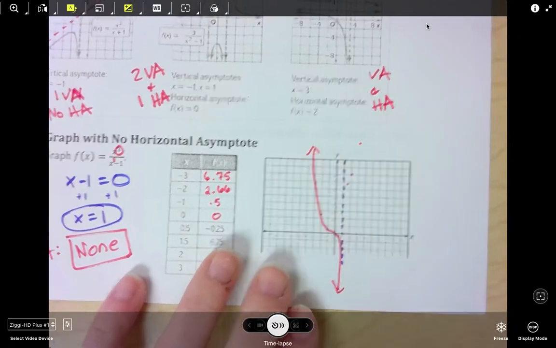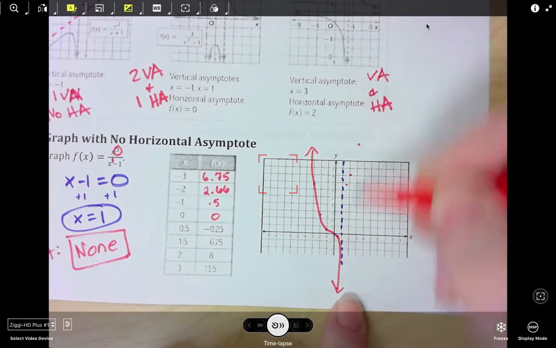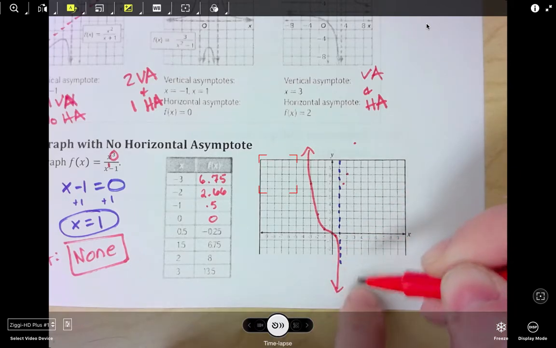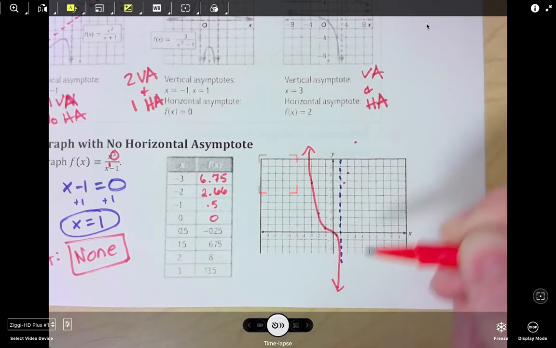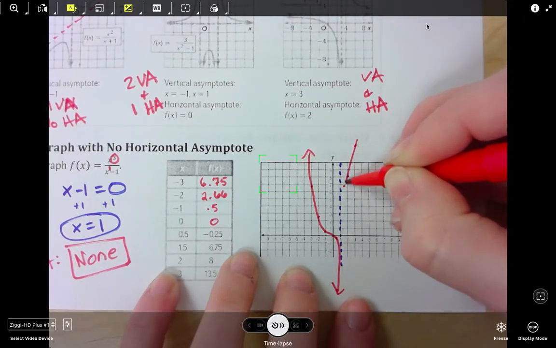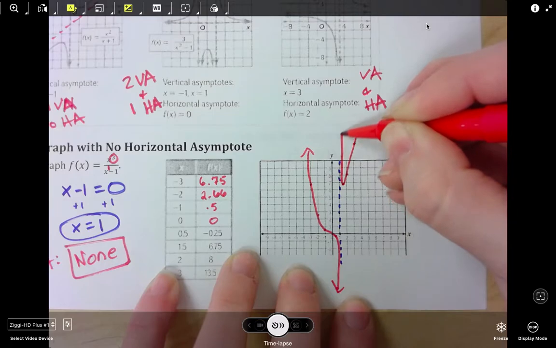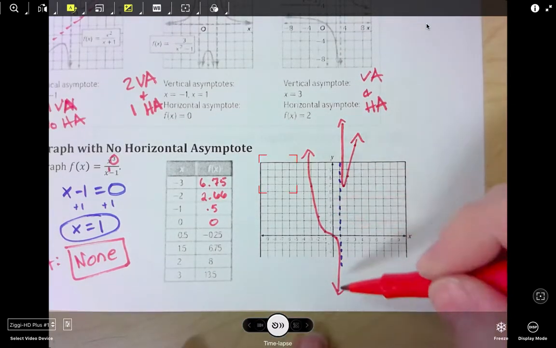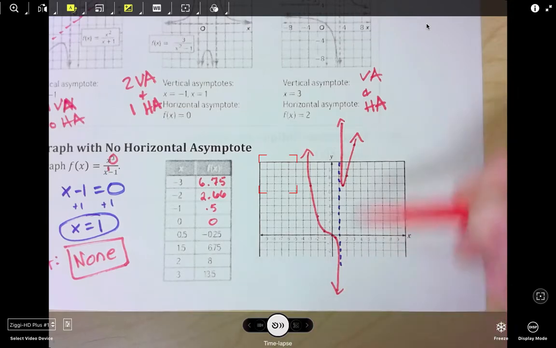Typically, when you have a vertical asymptote that goes up and down, you have a line that's going to pinch in towards it and go on forever in one direction. This one's going to kind of do the same thing, but it's going to go straight up that way, and it's going to go straight out. So this one looks a little weird. You've got one going forever down, and one going forever up.